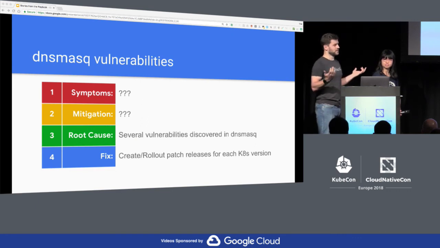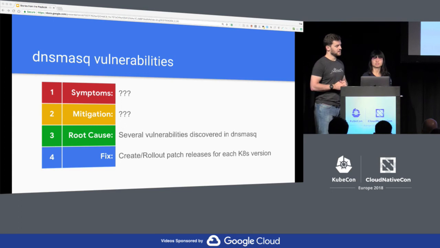From our point of view, there were no symptoms. That's kind of a given with security vulnerabilities like this. And there was no real mitigation here. We couldn't really roll back to a previous version of dnsmasq, which would be our usual strategy. And we couldn't stop dnsmasq running on all of our clusters, because that would probably make no one happy.